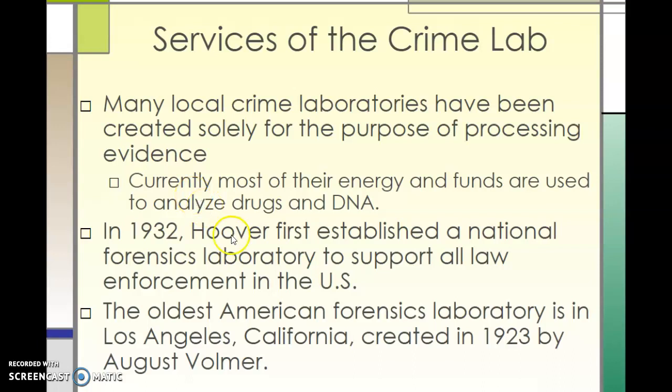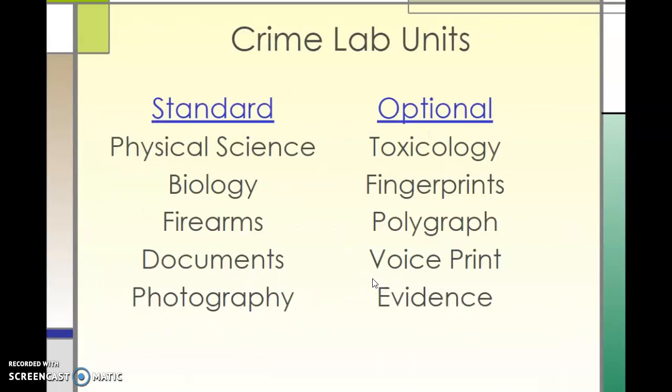In 1932, President Hoover established a National Forensics Laboratory to support all law enforcement in the U.S. The oldest American forensics laboratory is in Los Angeles, created in 1923. And there are different types of areas in which a forensic specialist would work. You could be in physical science, in which you would do things like the trajectory of blood spatter and possibly bullets and that kind of thing. Biology could be anything from how something decays to what kind of toxicology would be in there.